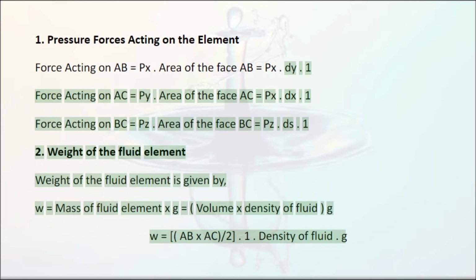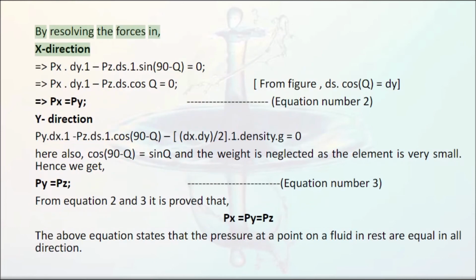Weight of the fluid element is given by W equals mass of fluid element times g, equals volume times density of fluid times g, W equals (AB times AC)/2 times density of fluid times g. By resolving the forces in the x direction: px dy minus pz ds sin(90 minus q) equals 0, so px dy minus pz ds cos q equals 0. From the figure, ds cos q equals dy, hence px equals pz.